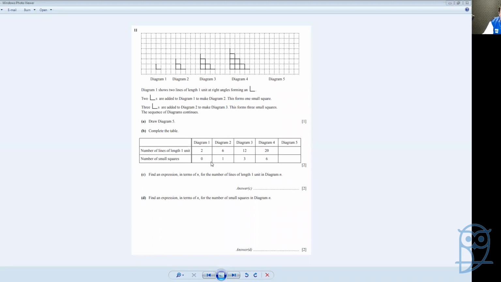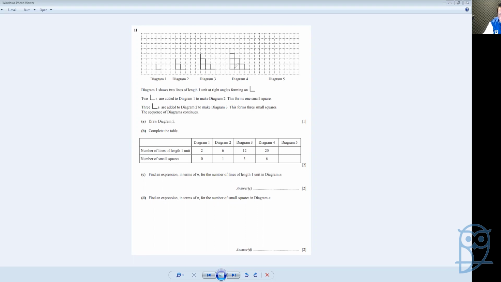Good. So this one says we've got diagram 1, 2, 3, 4, and blank 5. Diagram 1 shows 2 lines of length 1 again. And they are at right angles forming an L shape. 2 L's are added to diagram 1 to make diagram 2. There you go. There's an L and there's an L. This one forms one small square in the middle. 3 L's are added to diagram 2. One over there, one over there, one over there. To make diagram 3, you now have 3 small squares. And the diagrams continue. We need to draw diagram 5.